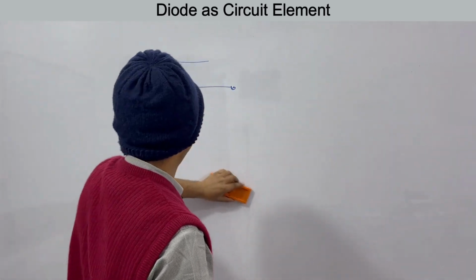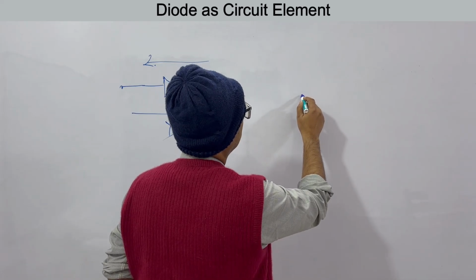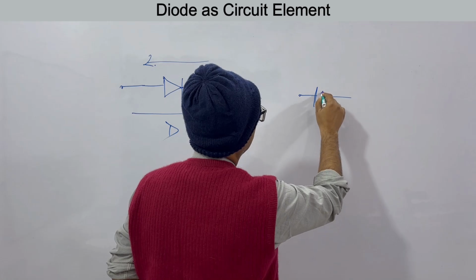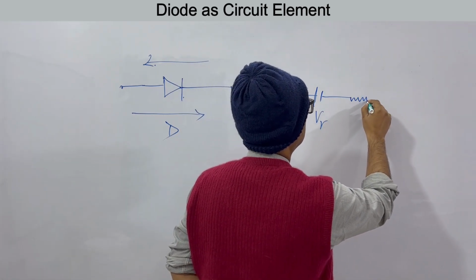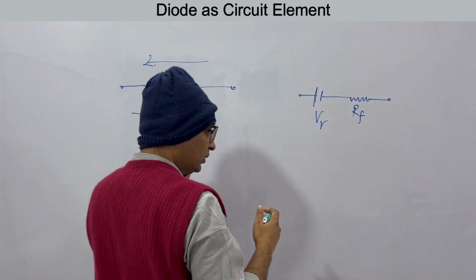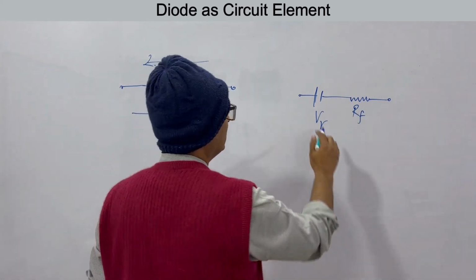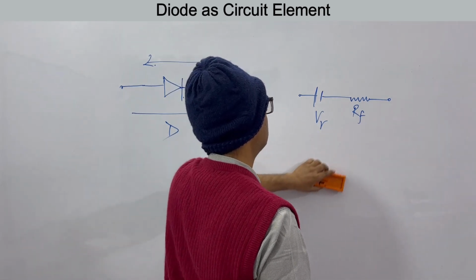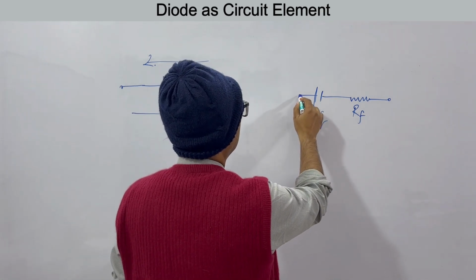Now when it is forward biased, you can represent the diode like this: a voltage source of V gamma, the threshold voltage, and a resistor. Many times this resistance is given, many times it's not given. Ideally this is not present, RF is 0, so that is simply a voltage source. But sometimes you will be given that the forward resistance of the diode is RF. So this can be represented like this.